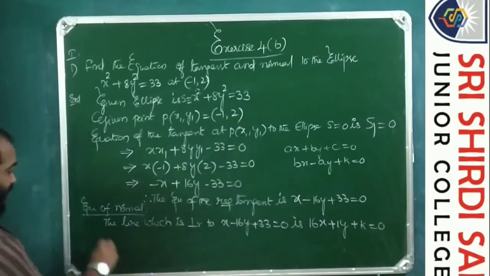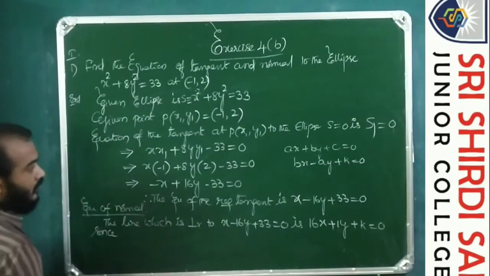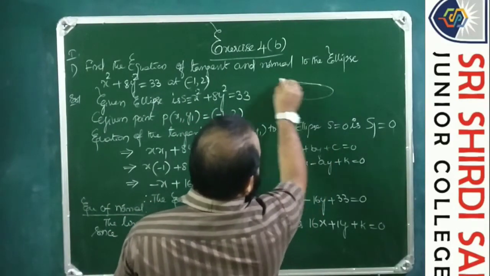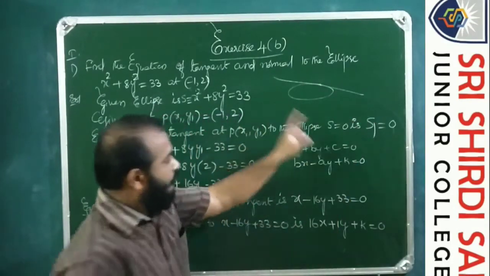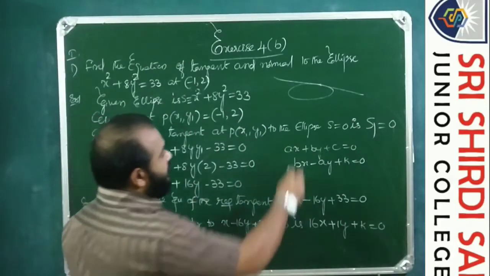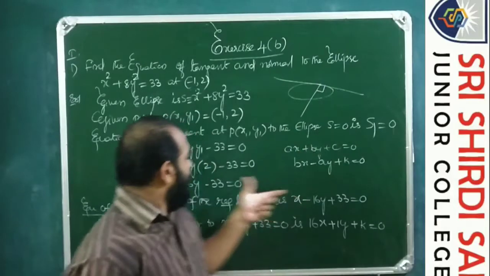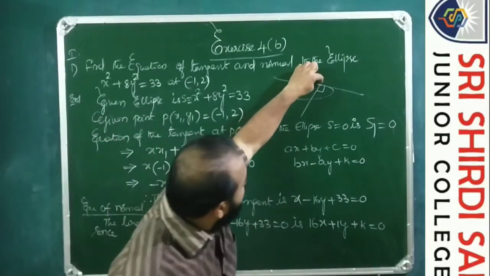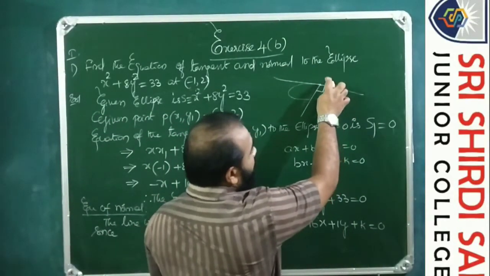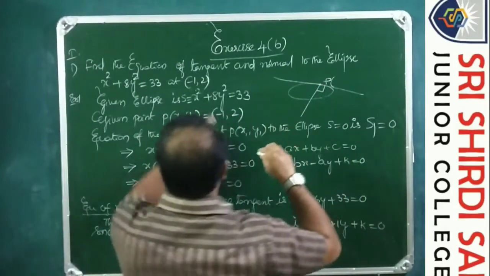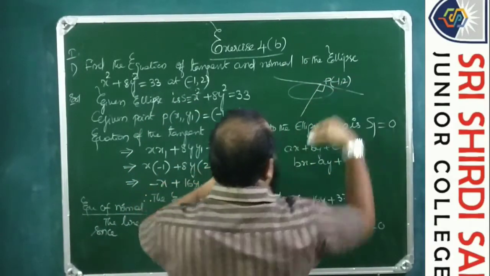Now, this is the ellipse and this is the tangent that we have found earlier, and this is the normal. Normal is perpendicular to this tangent and passing through the point of contact of the line and the ellipse. This is P, and this P(x1, y1) is equal to (-1, 2).